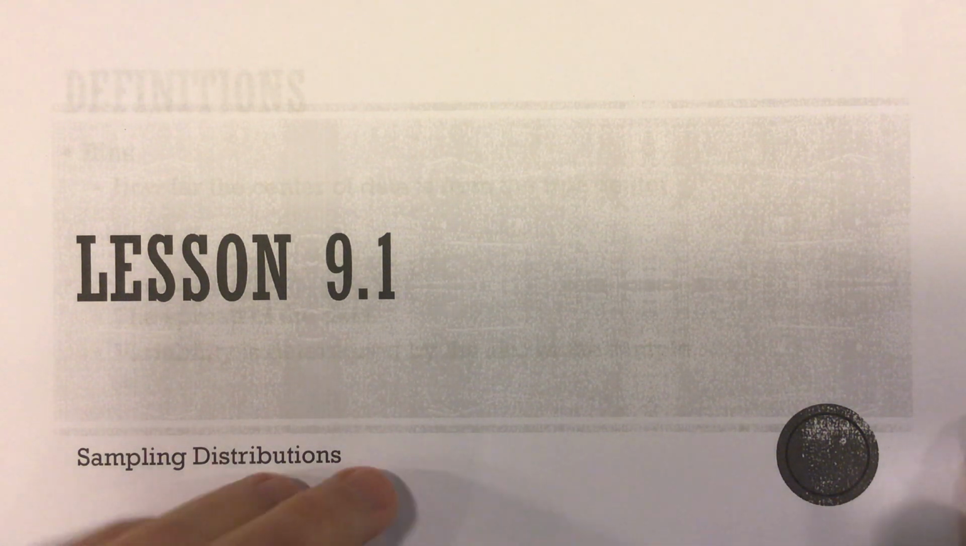Today we're going to start Chapter 9. This lesson is very short, and it's just basically vocabulary. And the topic is sampling distributions.